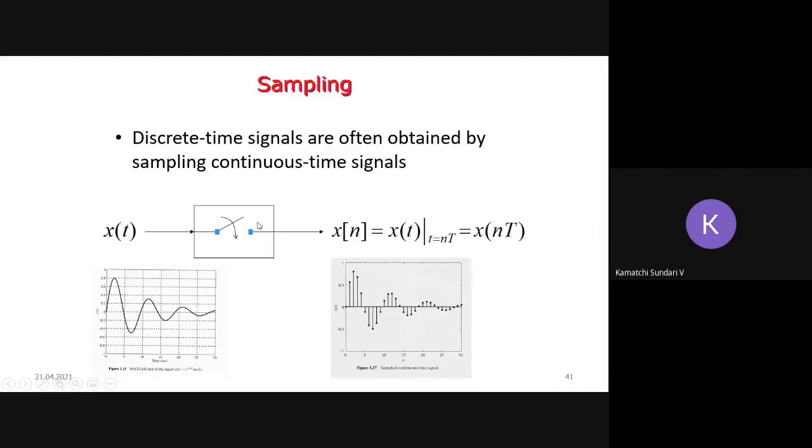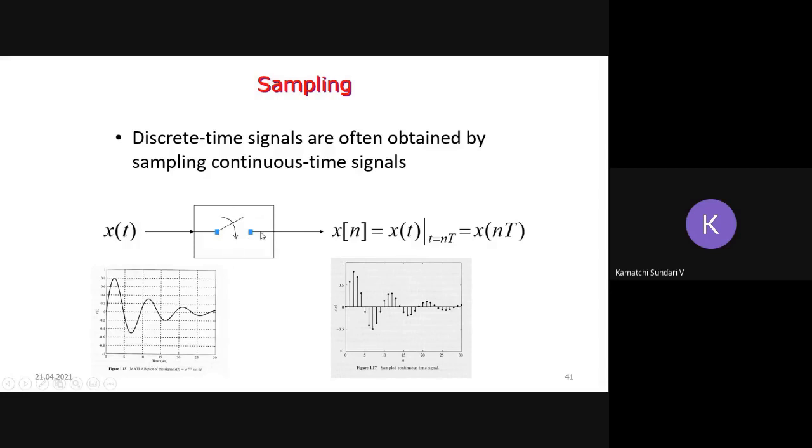And conversion from the analog signal to the discrete one. How many samples we are having in our discrete domain, that we are doing with the sampling operation. So discrete time signals are often obtained by sampling the continuous time signal. The very simple procedure is like this.